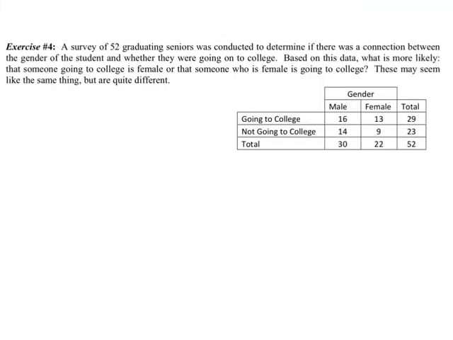A survey of 52 graduating seniors was conducted to determine if there was a connection between the gender of students and whether they were going on to college. Based on this data, what is more likely: that someone going to college is female, we're going to do that one in red, or that someone who is female is going to college.